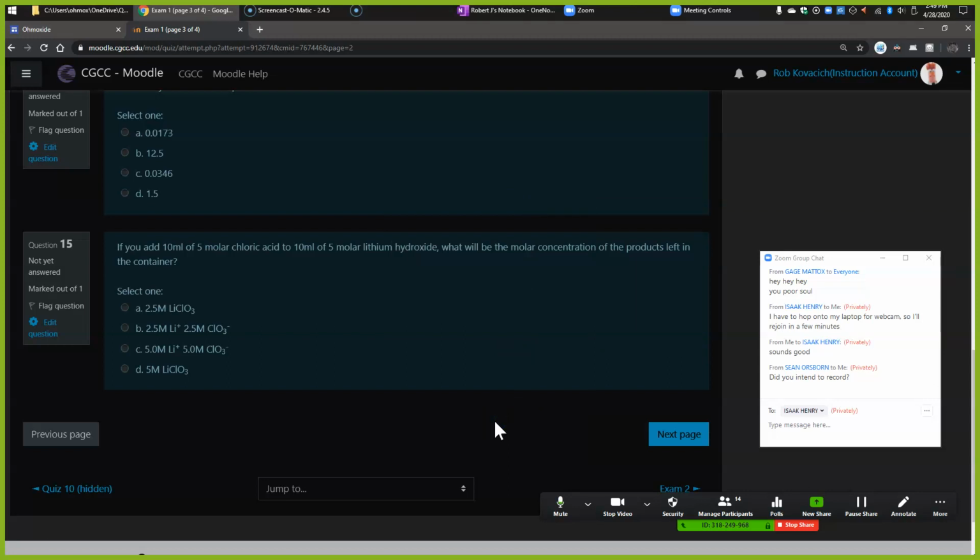if you add 10 milliliters. Okay, so you get half the concentration because you doubled the volume. So the concentration is half of what it was before. So why is A not correct and why is B correct? Because it's the ions, because it's soluble. There is no lithium chlorate floating around in solution. There's lithium ions and chlorate ions floating around the solution.